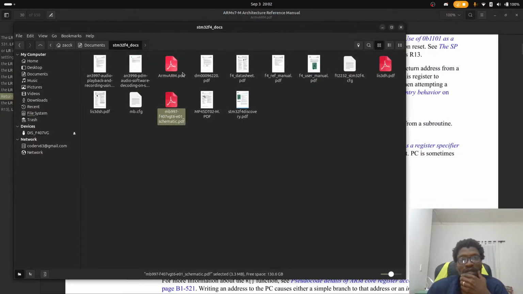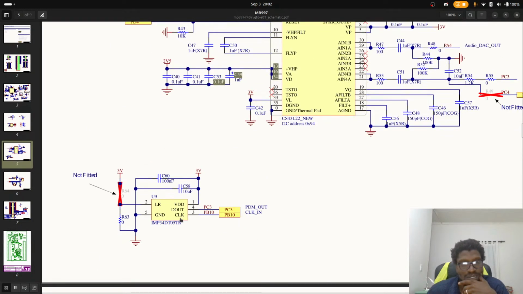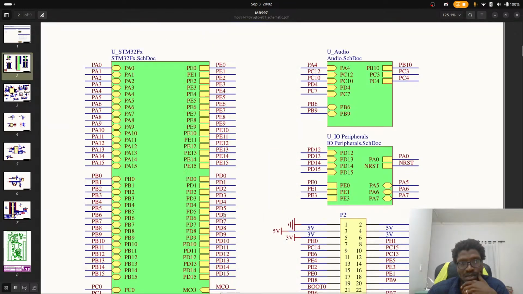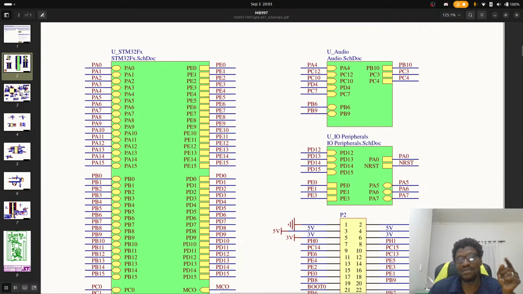Remember our schematic and where the I2S is connected. This indeed is connected to PC3 and PB10, which I think all go to audio. Go to page 10. PC3 and PB10. Oh, that's so cool. You can click on a pin in the schematic. PC3 and PB10. So I2S3.